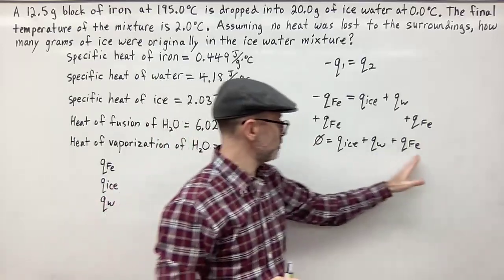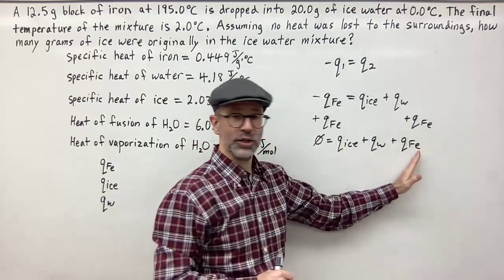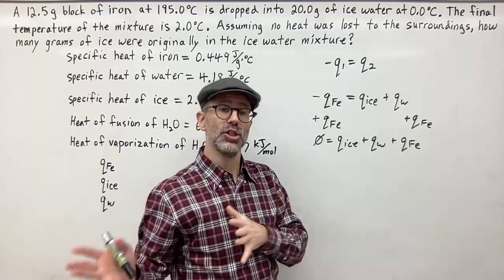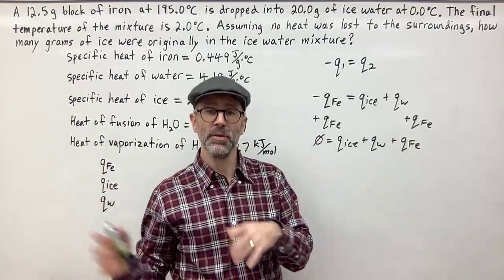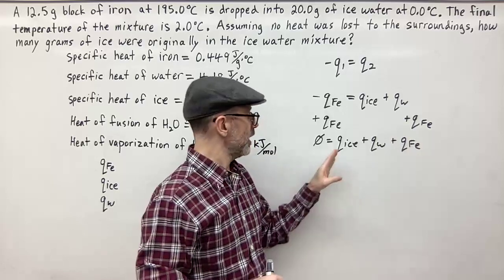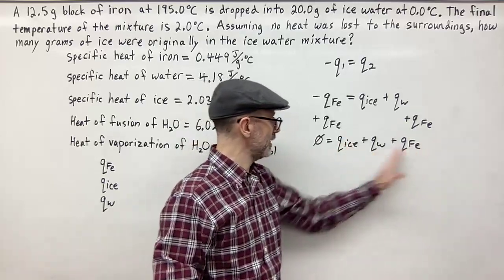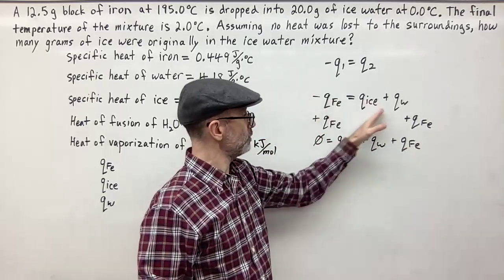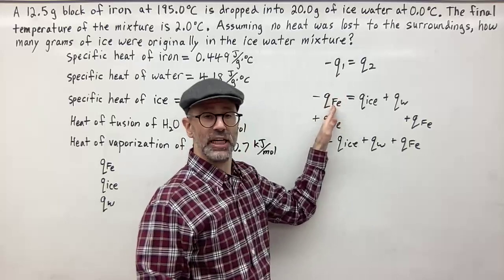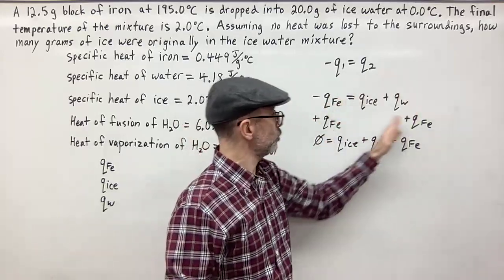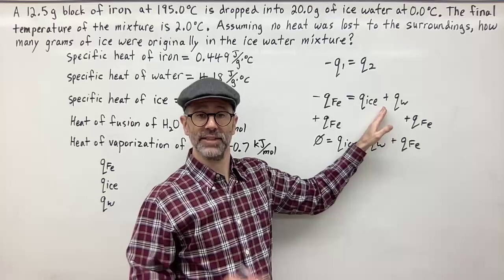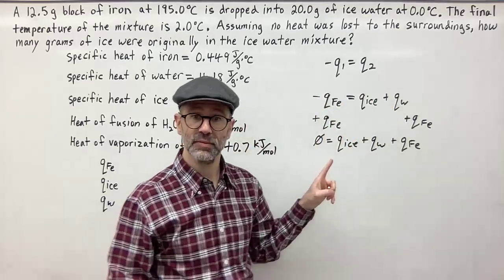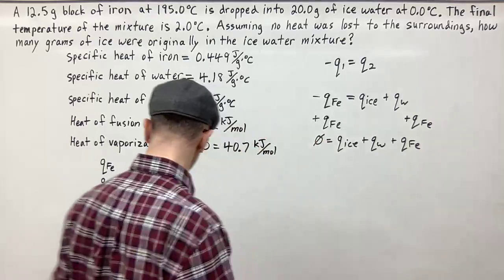Okay? And this makes sense because all of the Q values, if we're assuming that all of the heat is transferred from one thing to the other, no energy is lost to the surroundings, then all of these added together should equal 0, right? Because remember, equal but opposite. So if I have a negative amount of heat being lost, and that's equal to a positive amount of heat being gained, if I add them together, then the result should be 0. Okay, so I'm going to use this equation here.